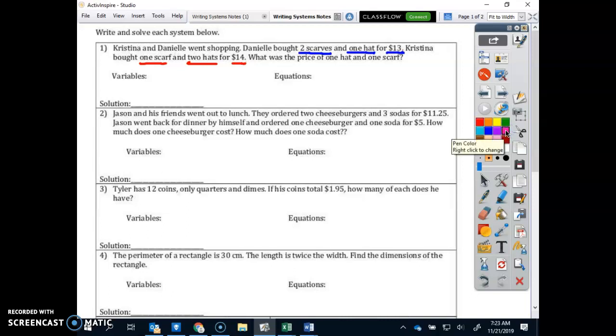So we're talking about scarves and hats. So I'm going to use S for scarves and H for hats. S for scarf, H for hat. So my variables are S for the scarves and H for the hats.